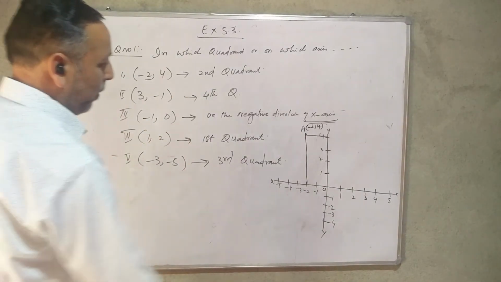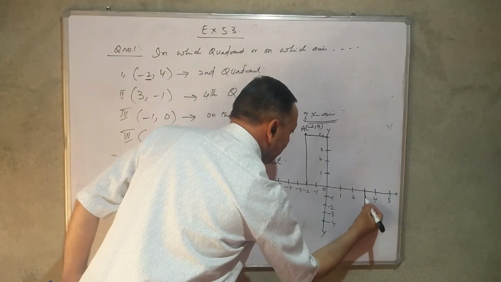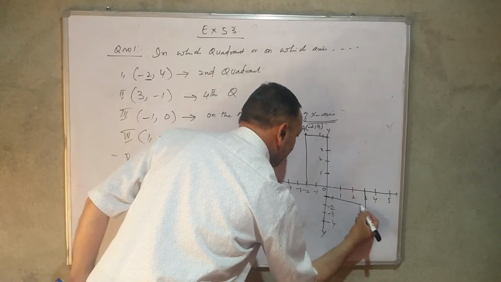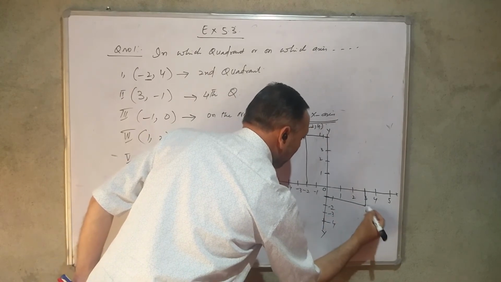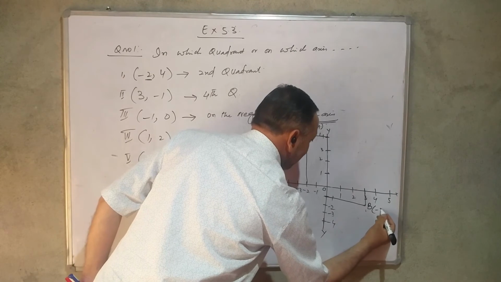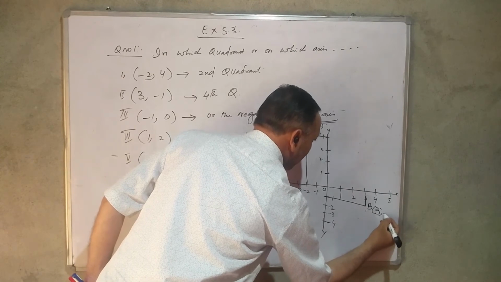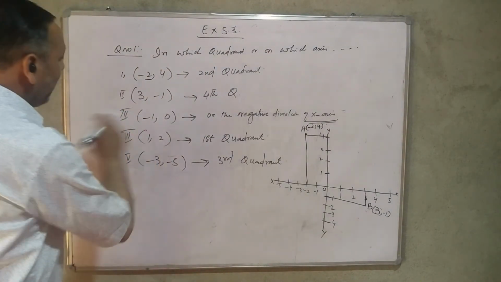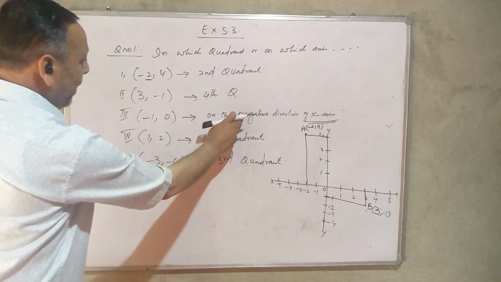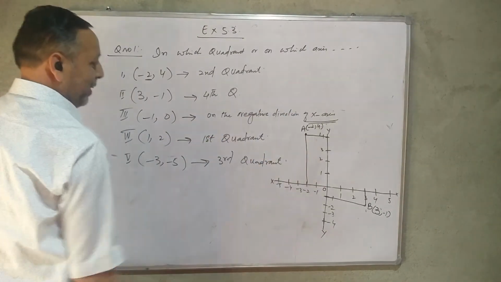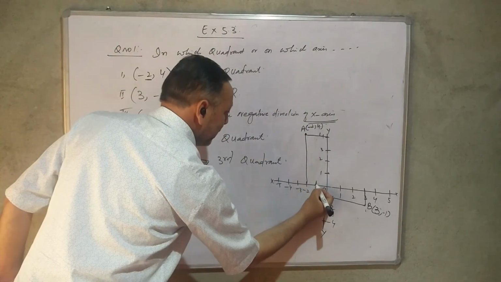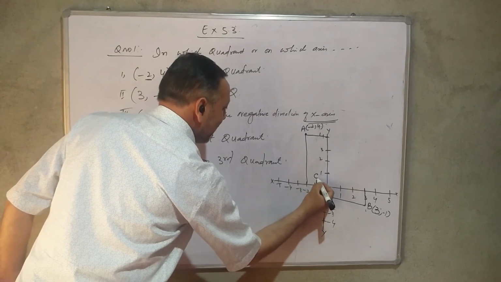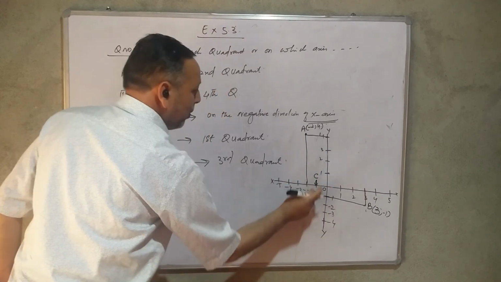Then (3, -1). Fourth quadrant. This is the point. This is 3 and this is -1. Let me name this point as B. Then (-1, 0). On the negative direction of the x-axis, this is the point. Let me name this as C. This is (-1, 0).